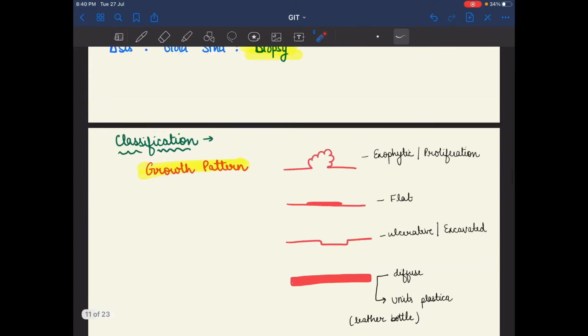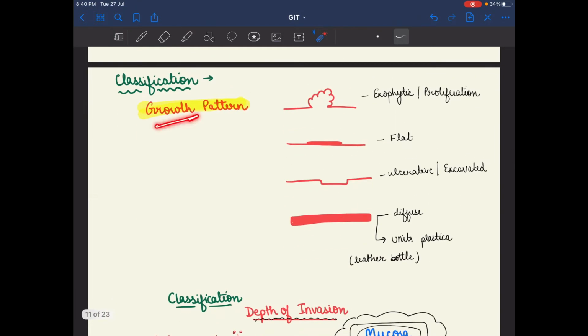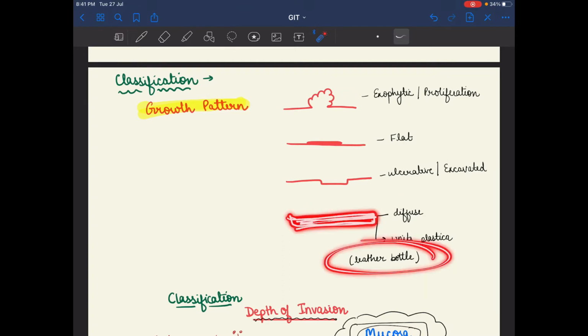Now the classification of adenocarcinoma: there are two classifications, according to growth pattern and according to depth of invasion. Let's begin with the growth pattern. The first type is exophytic, or proliferative, meaning there is proliferation above the surface; or flat or ulcerated; or excavated, meaning depth occurs in the growth; or diffuse, or linitis plastica, meaning the thickness is going to increase. This is the fourth type of growth pattern. It is also known as leather bottle.